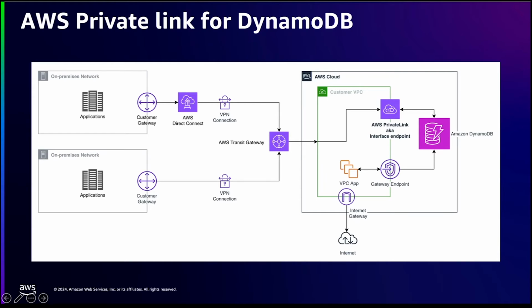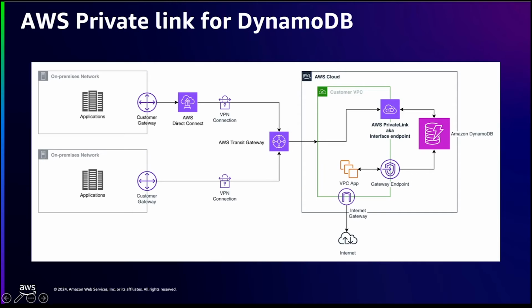The recommendation is to continue to use gateway endpoints for interactions within a single VPC or between VPCs, while using interface endpoints for interactions from on-premises data centers to DynamoDB tables. As of today, we only support IP version 4.